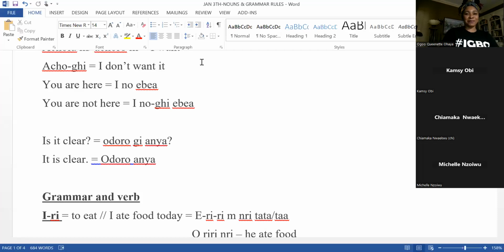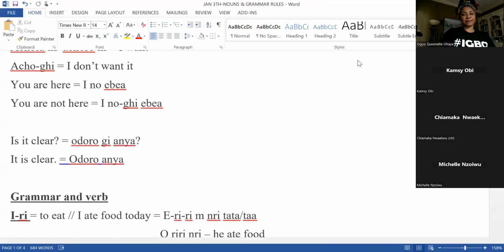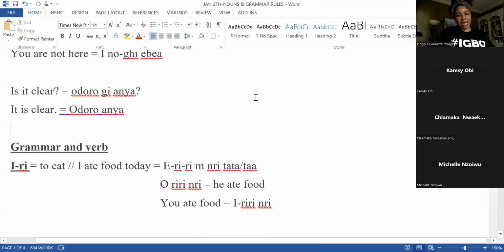Okay, Jacob. Jacob, is it clear? Odorogi anya. Ikenna. Okay, Ikenna, is it clear? Achọrọ ka ikwuo ya n'Igbo. Okay, Ogechi, is it clear in Igbo? Odorogi anya.